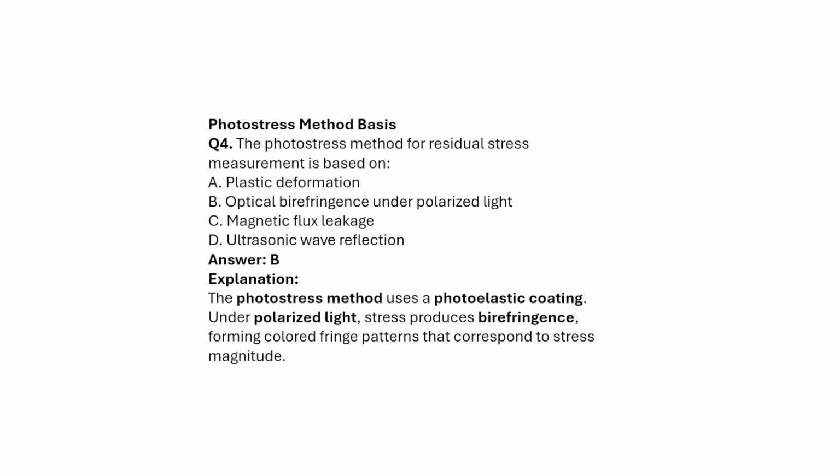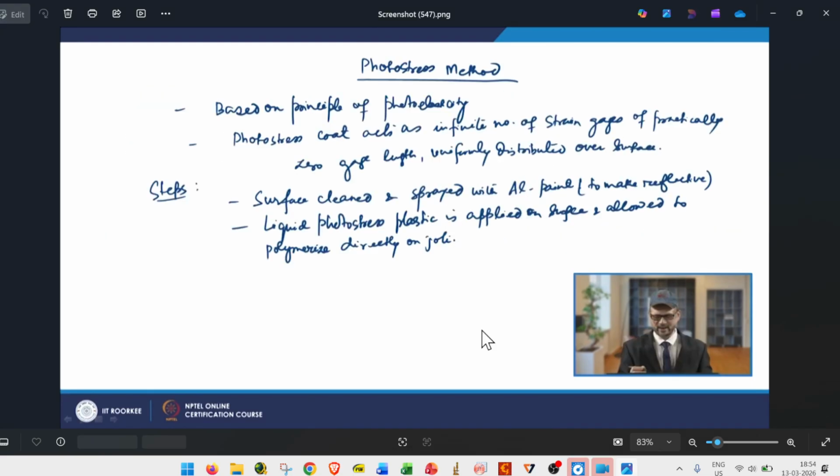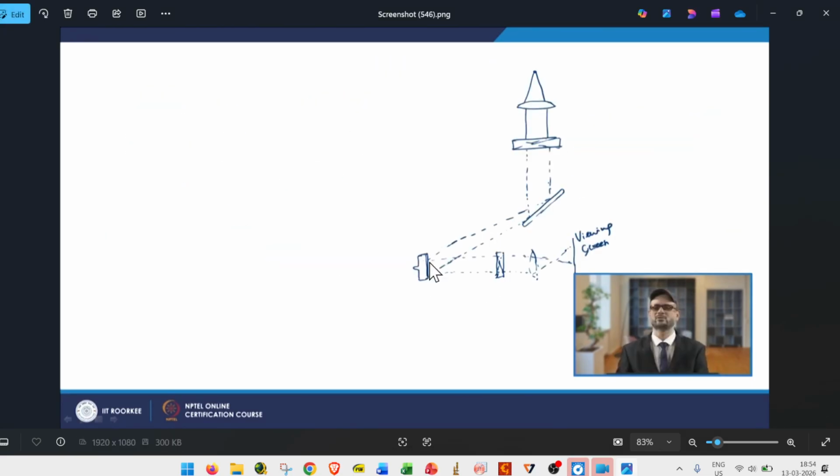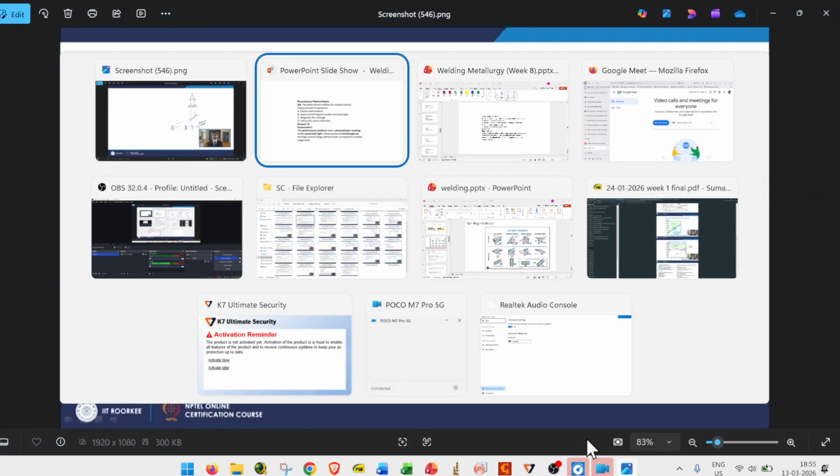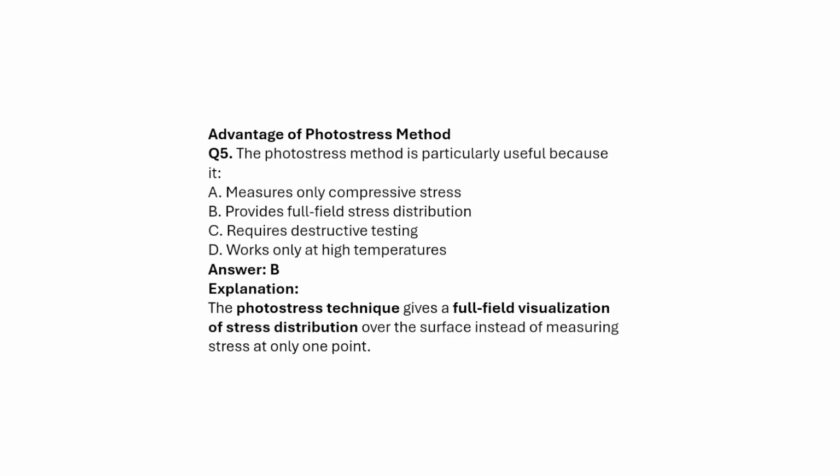The stress produces bright fringes that form color fringe patterns corresponding to the stress magnitude. You can see here we have the workpiece. Here is the screen where we can see the fringes. Here the polarized light will fall onto the workpiece and it will reflect, and here we can see the patterns. Based on the patterns we can find out the residual stresses.